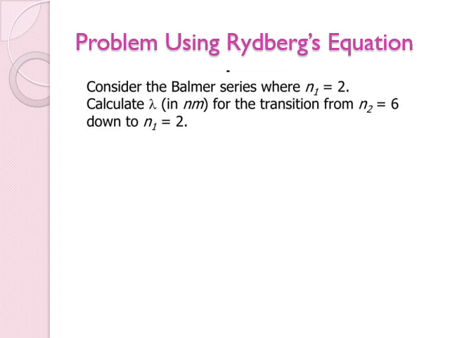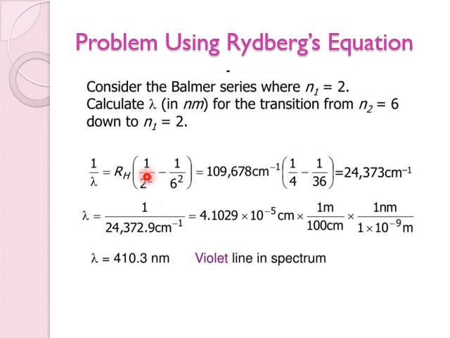So we have Balmer. The Balmer series starts from 2. So for the transitions given now, N2 is equal to 6 down to N1 equal to 2. It means it starts from 2, and N2 is 3, 4, 5, 6. So this one, the formula is 1 over lambda is equal to RH times 1 over N1 squared, which is 2 squared, minus 1 over N2 squared, which is 6 squared.